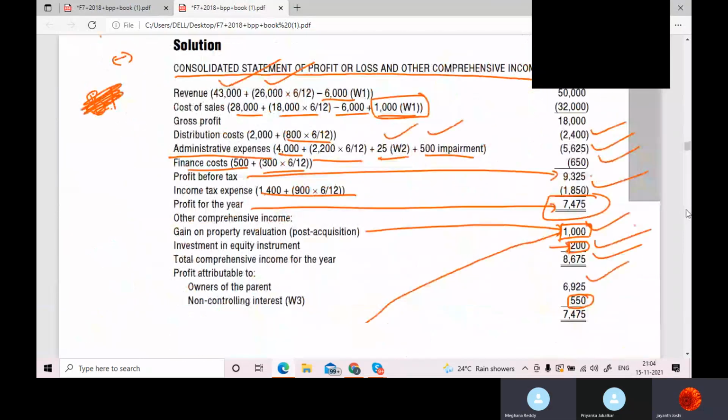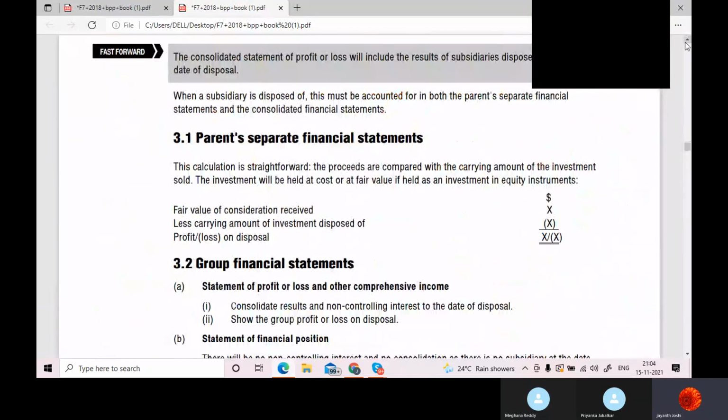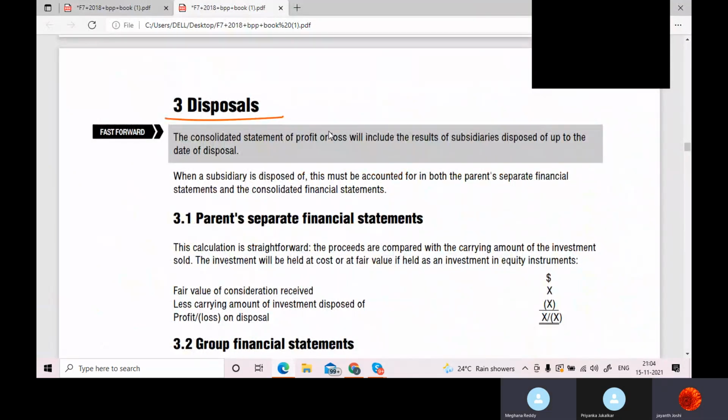So let's do this concept of disposal. In this, the consolidated statement of profit or loss will include the results of subsidiaries disposed of up to the date of disposal. That means you will only consider the results till the time they are not sold. Once the subsidiary is sold out of the company, that means it is removed from the company's books, then definitely nothing to do with that.